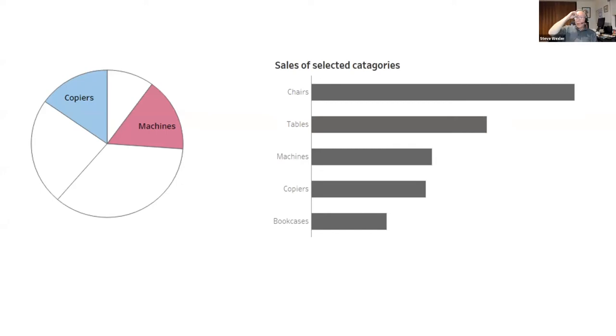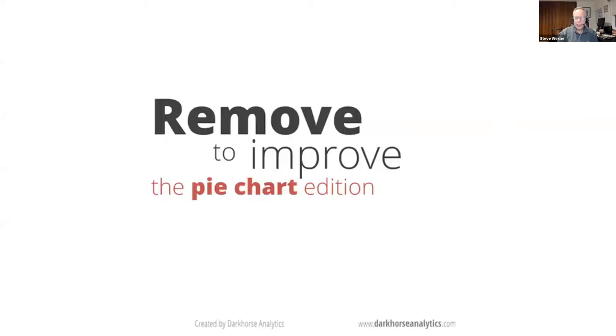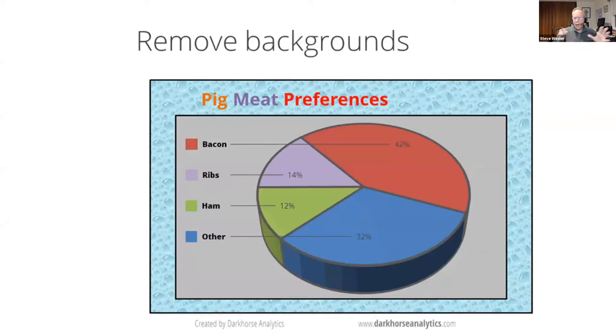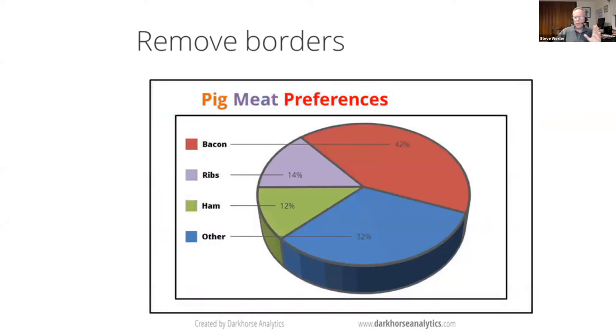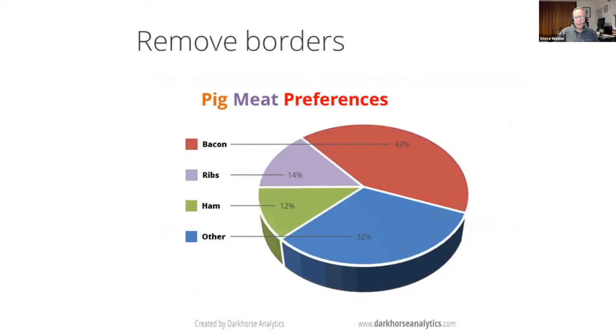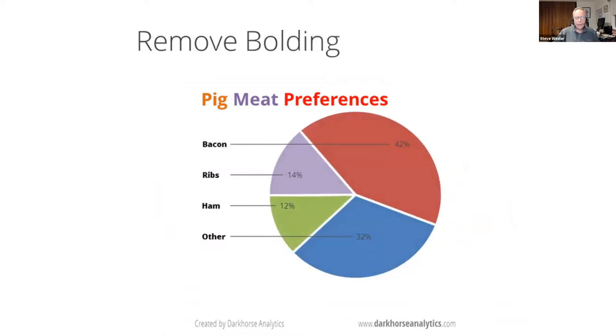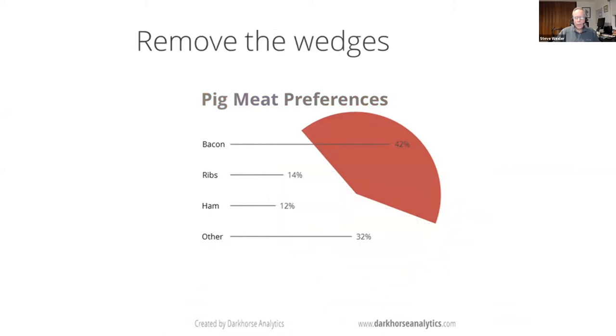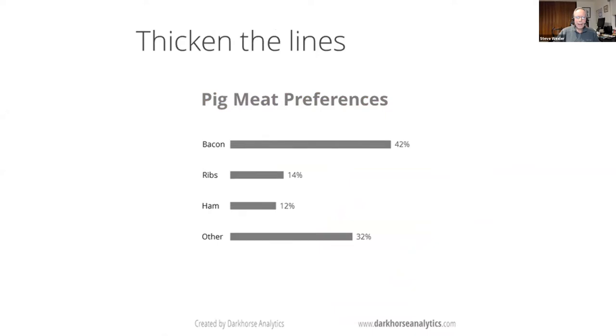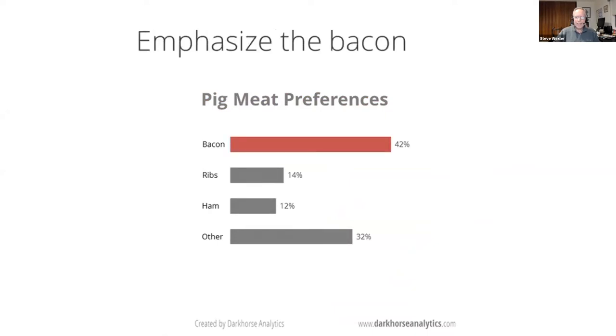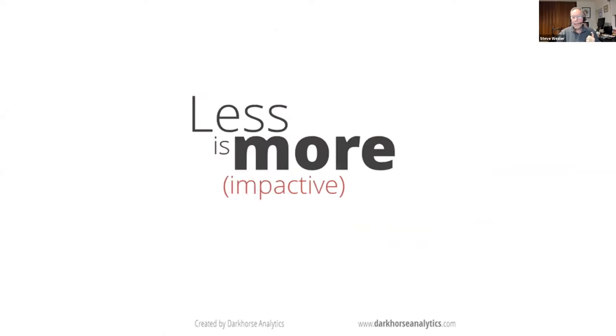So I want to show you this very cool remaking of a pie chart. And then I'm going to go back and show where pies have their place. This comes from Joey Cherkuk from Dark Horse Analytics, and I love this. Remove to improve the pie chart. All right, let's start by removing the backgrounds. Okay, let's remove the borders. Okay, let's get rid of the redundant legend. We don't need that. Let's remove the 3D, never useful. Remove the bolding. Reduce the colors. Okay, that's looking good. Let's remove, wait a second, you're removing the wedges. Let's thicken the lines. And let's emphasize the bacon. I think that's absolutely brilliant.